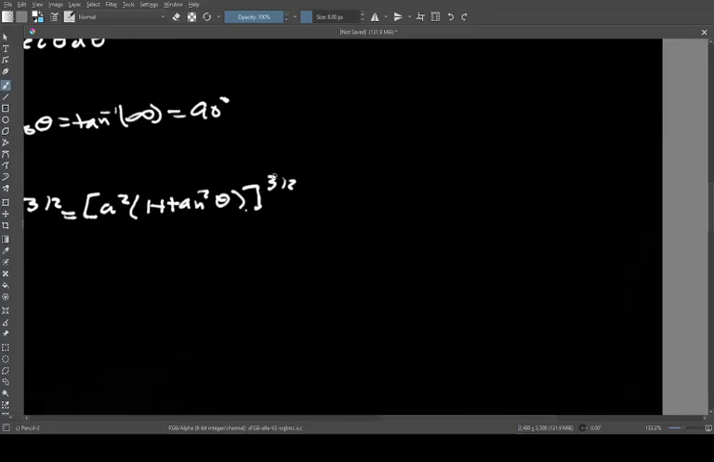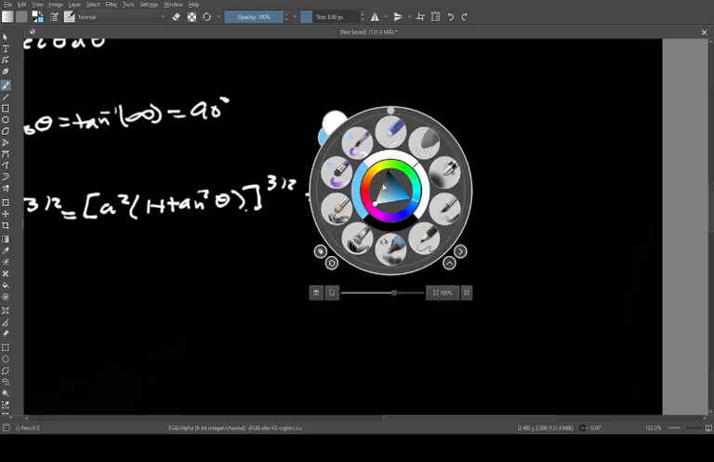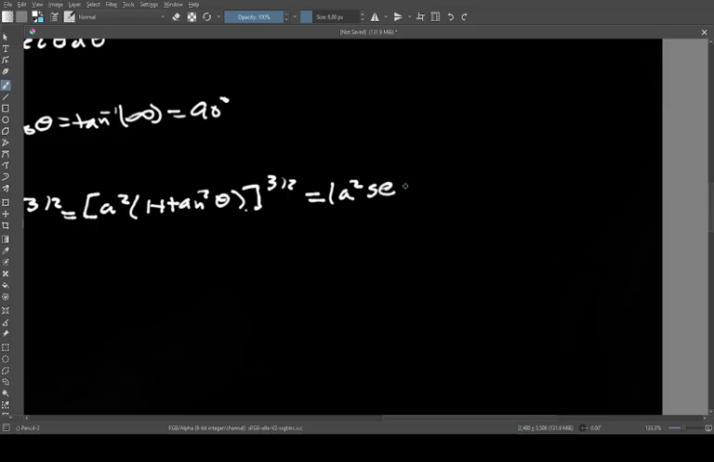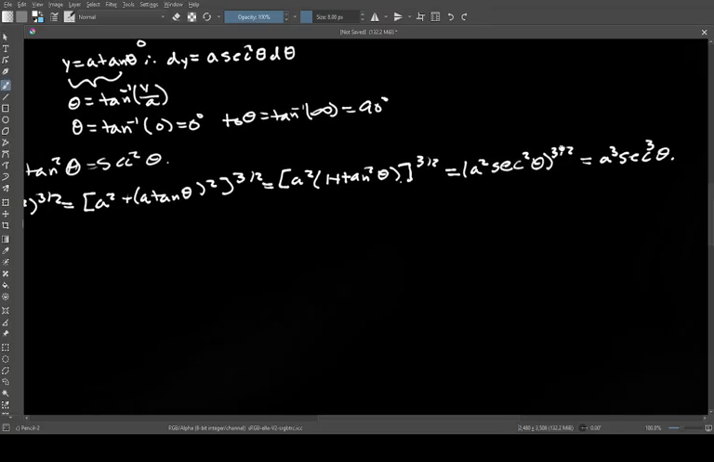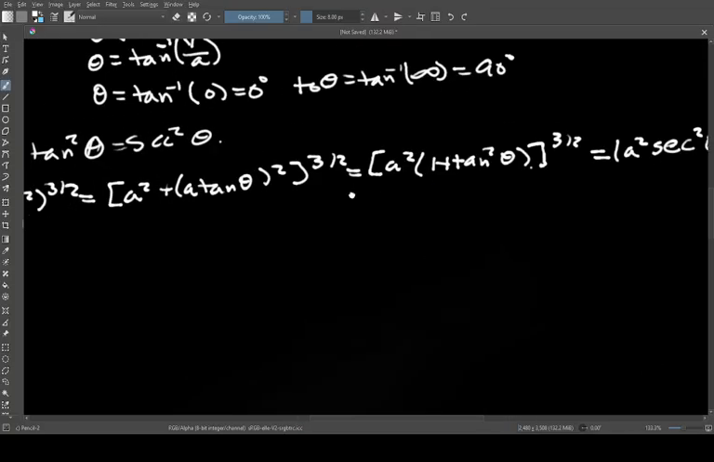And this is going to be equal to a squared secant squared theta to the power of 3 halves, which simplifies to a cubed times secant cubed of theta. That's it. So now, let's go ahead and rework this integral.